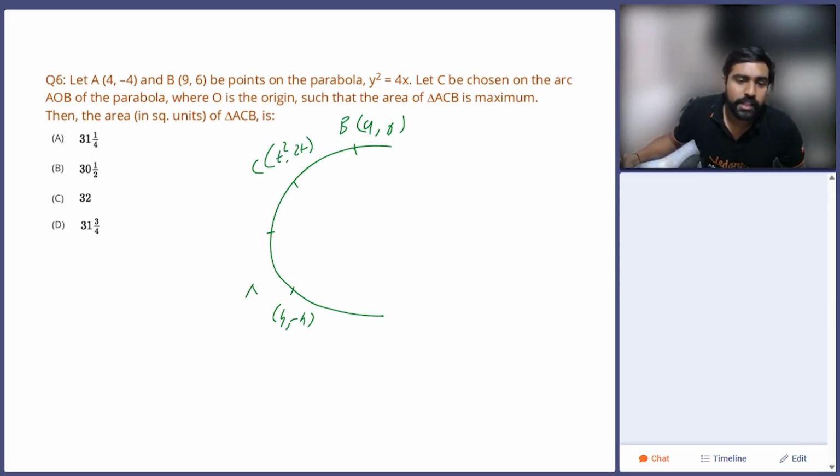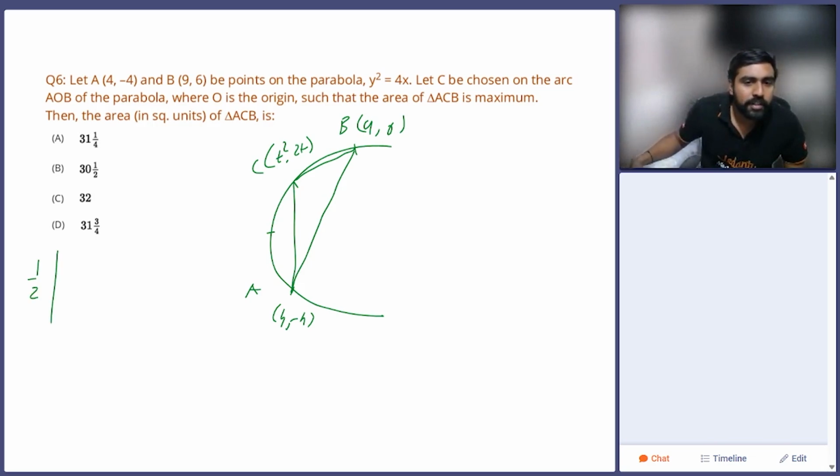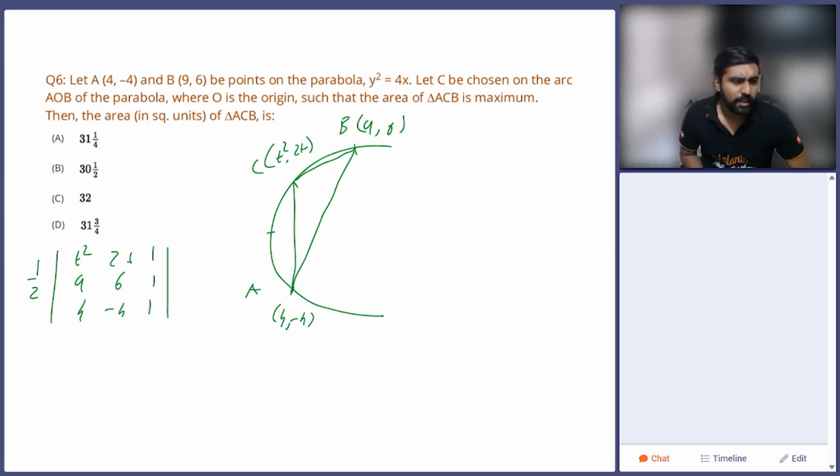Now the question is, we need to maximize this area over here. So how can we maximize this area? Let's first of all find the area. So what is the area going to be? It will be half of the determinant: t square, 2t, 1; 9, 6, 1; and 4, minus 4, 1. Let's do a little bit of subtraction. We have the row 3 elements. Now let's subtract it from both row 1 and row 2.